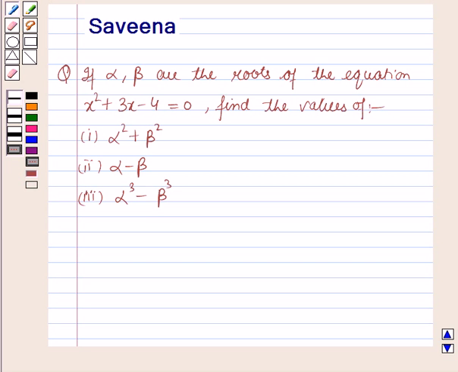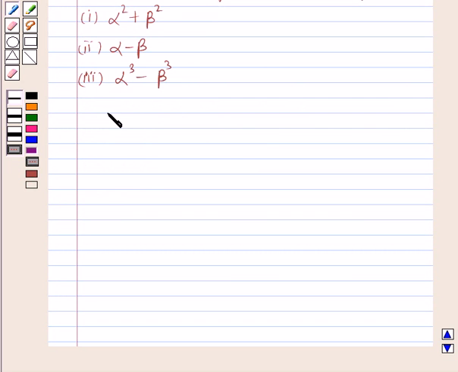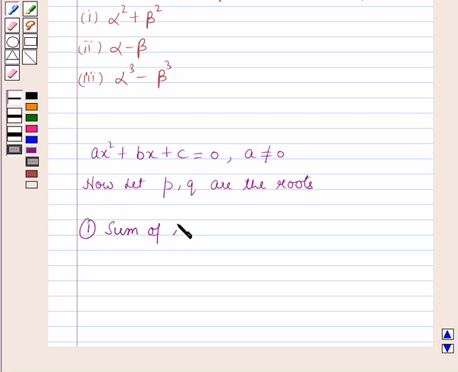Now before starting the solution of this question, we should know some results. Now we know that the standard form of quadratic equation is ax square plus bx plus c is equal to 0, where a is not equal to 0 and a, b, c are the constants. Now let p and q be the roots of this equation. Then the sum of the roots, that is p plus q, will be equal to minus b over a. That means p plus q will be equal to minus coefficient of x over coefficient of x square in the given equation.